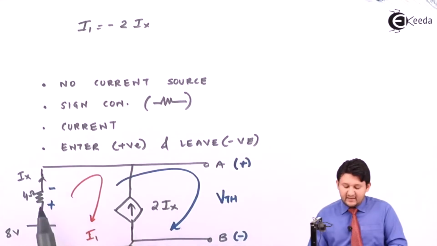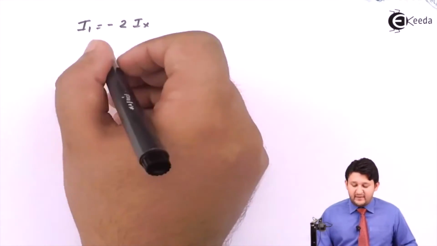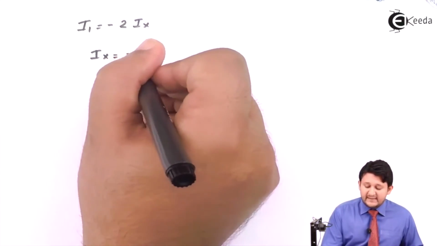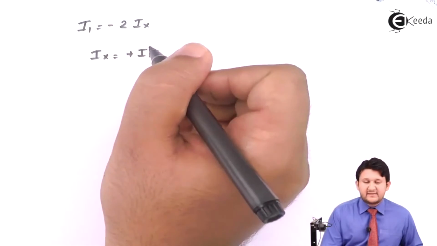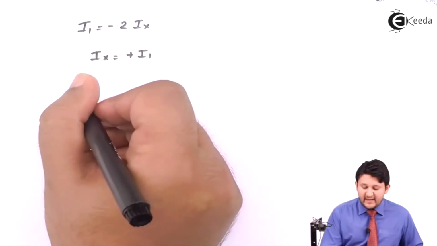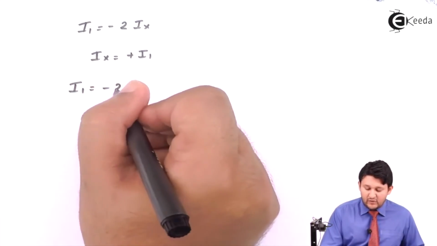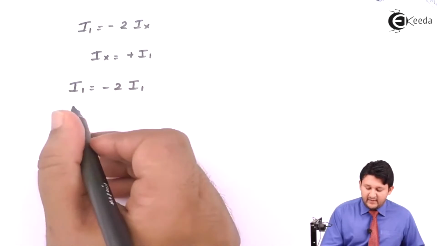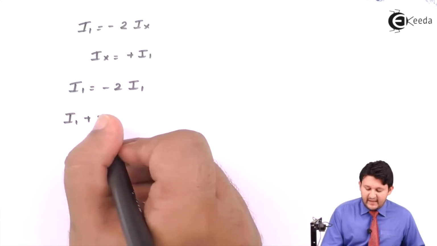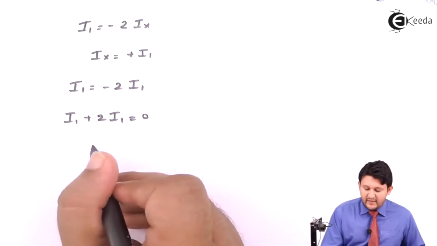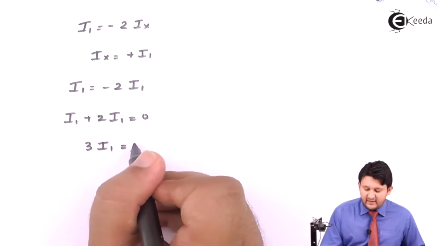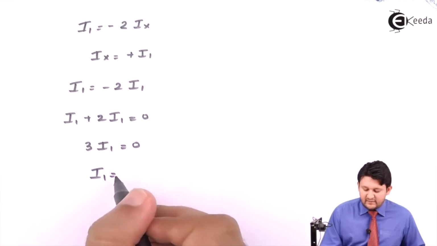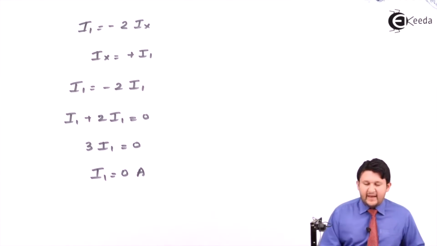So you can state your Ix is nothing but equal to plus I1. Why plus I1? Because they are in the same direction. So wherever you'll be getting Ix, put I1. So I1 is equal to minus 2 of I1. Shift this side. This will be I1 plus 2I1 equal to 0. This will be, my dear friend, 3I1 equal to 0. This will be I1 equal to 0.